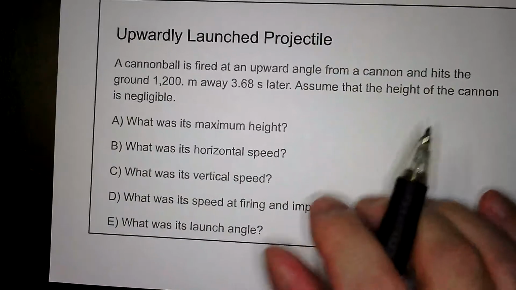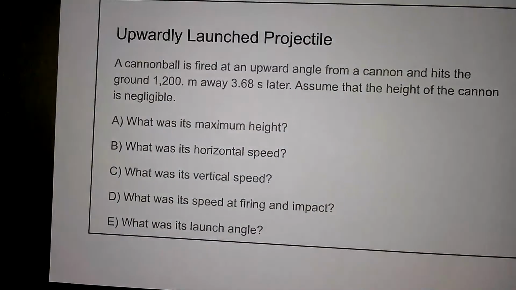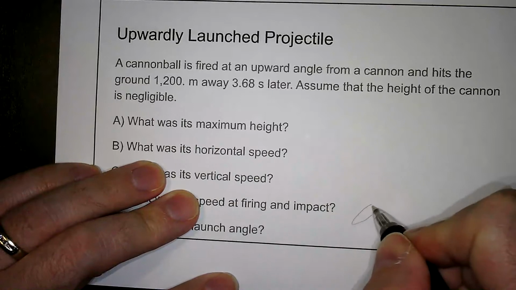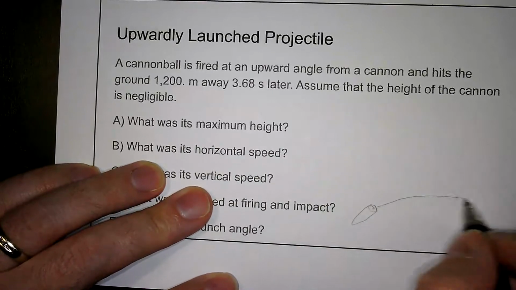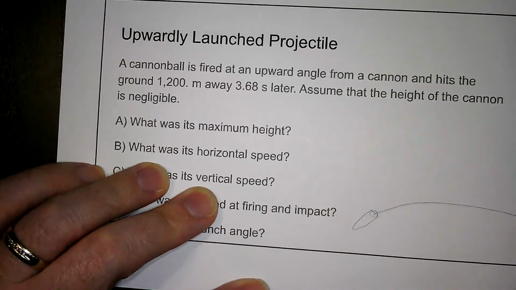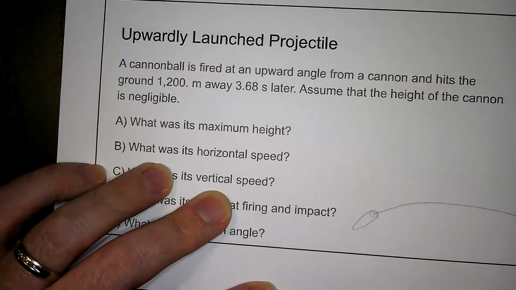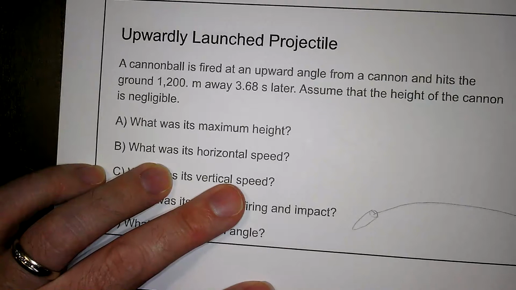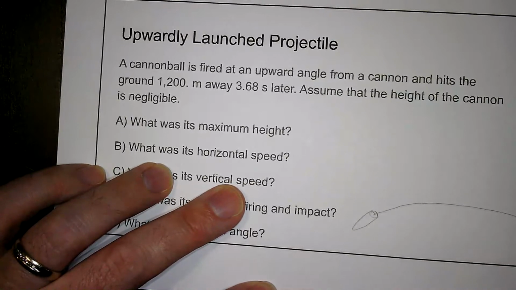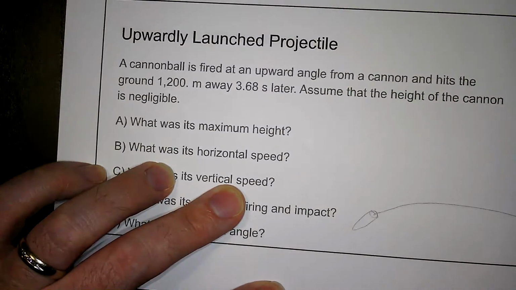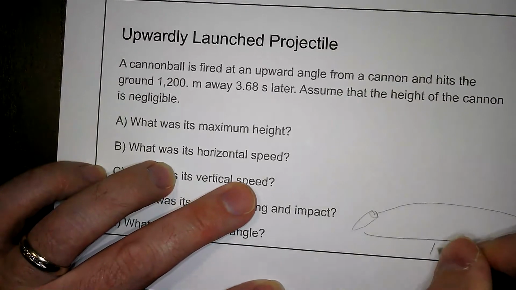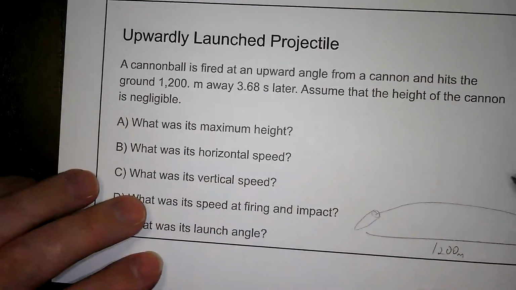Which brings us to our upwardly launched projectile. Here we have a cannon that is being fired, and it's actually being fired at a really shallow angle because this thing goes really far, really fast here. We get 3.68 seconds for our time, and we have 1,200 meters for our distance there.